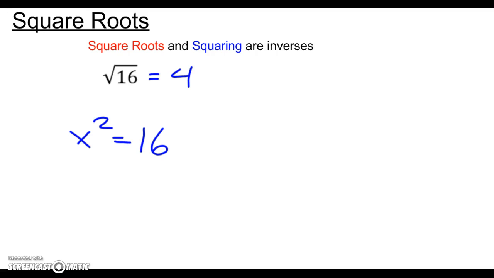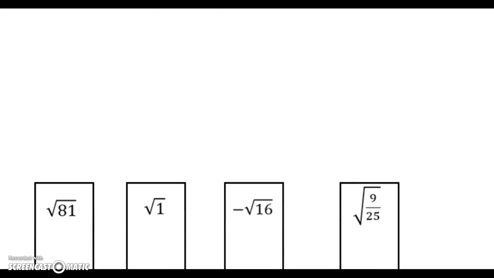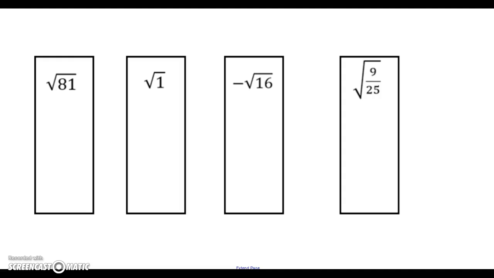Okay, so with square roots, let's take a look at some examples. All right, just 4 from here. So the square root of 81. We're looking at what times what gives me 81, or what to the second power gives me 81. This would be 9, and 9 times 9 gives me 81. Square root of 1. What to the second power would give me 1? 1 times 1.